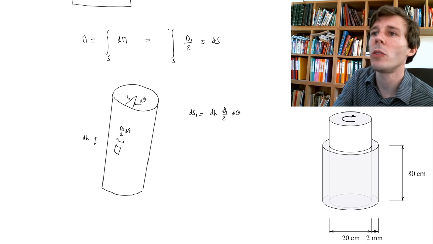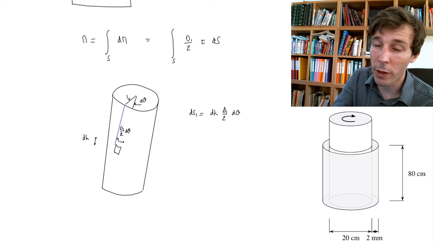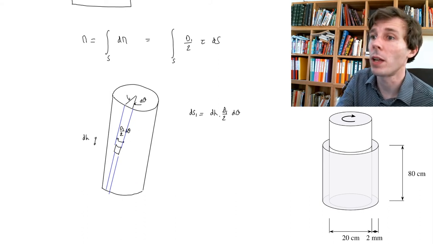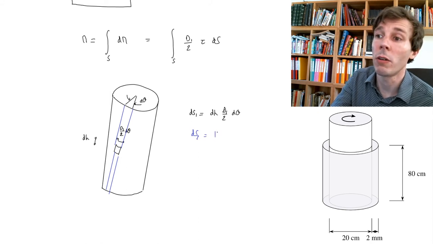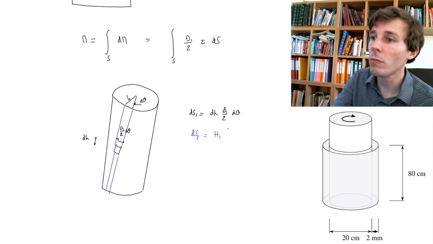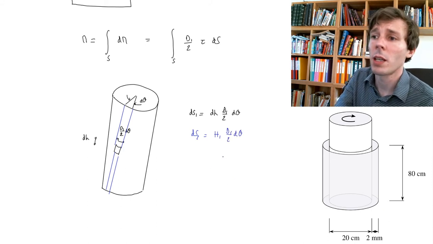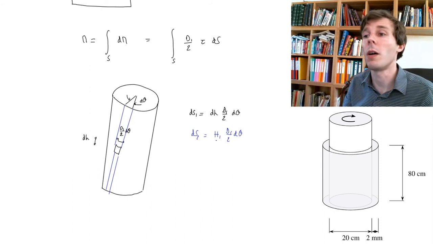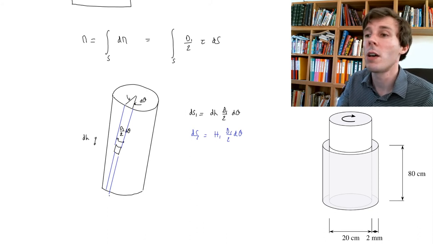Another possibility would be to pick a whole vertical strip here, like so, with the same width, d1 over 2 d theta, but with finite height. And so we could call it ds2, and this would be now the total height, h1, times d1 over 2 d theta. Why could we pick this? Because the shear does not depend on the position with height.